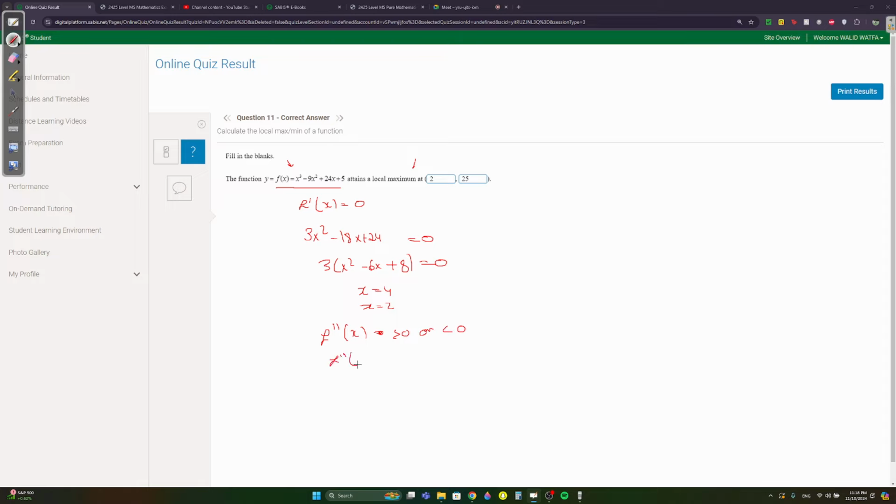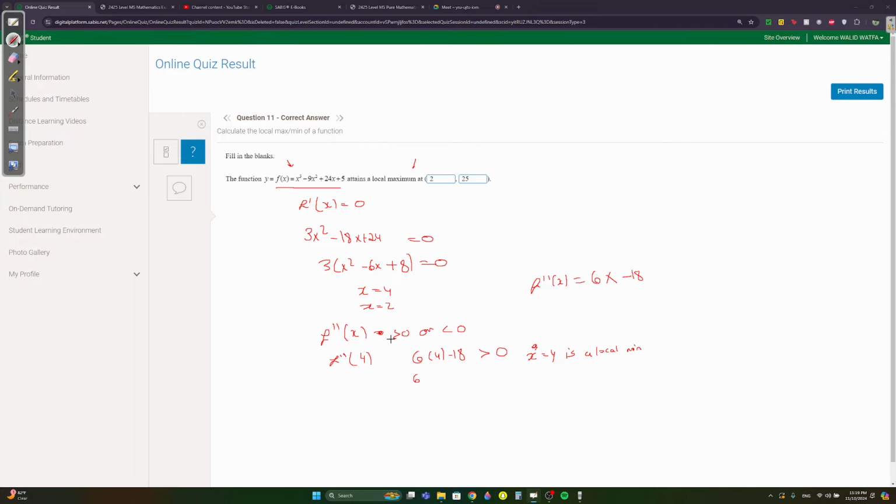Let's see, f prime prime of 4. We need to find what's f prime prime of x before I even substitute. 2 times 3 is 6x, 1 times 18 is minus 18. So f prime prime of x is 6x minus 18. At 4, it's gonna be 6 times 4 minus 18, which is greater than 0. So what does that mean? x equals 4, since it's positive, is a local min.